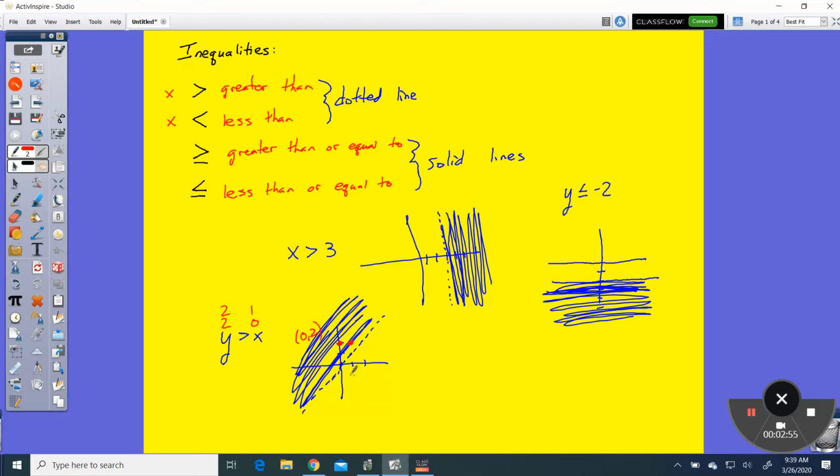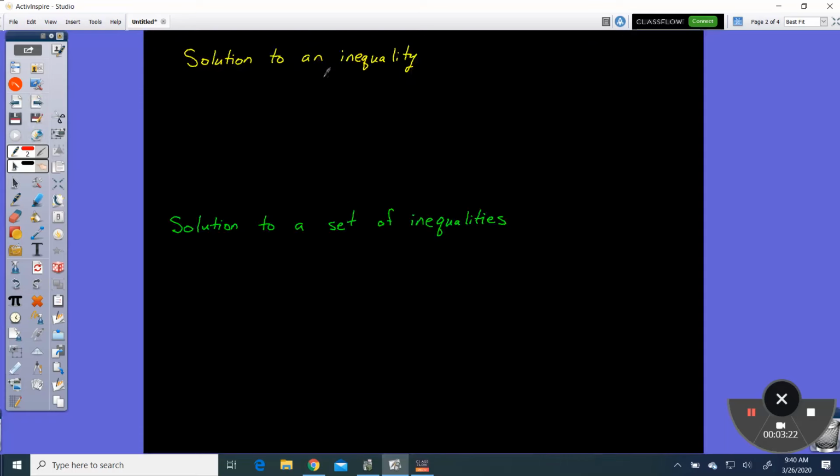Now, if I pick any point down here, it's not going to work. So that's 1, 0. 0, 1. Is 0 bigger than 1? Not that I know of. Maybe you know new math. But anyways, that didn't work. So if I pick a point down here and it doesn't work, none of these points will work. And so that's kind of how we shade these. And the shaded area is the solution. Okay, so a solution to an inequality is the shaded area. So the shaded region is the solution.